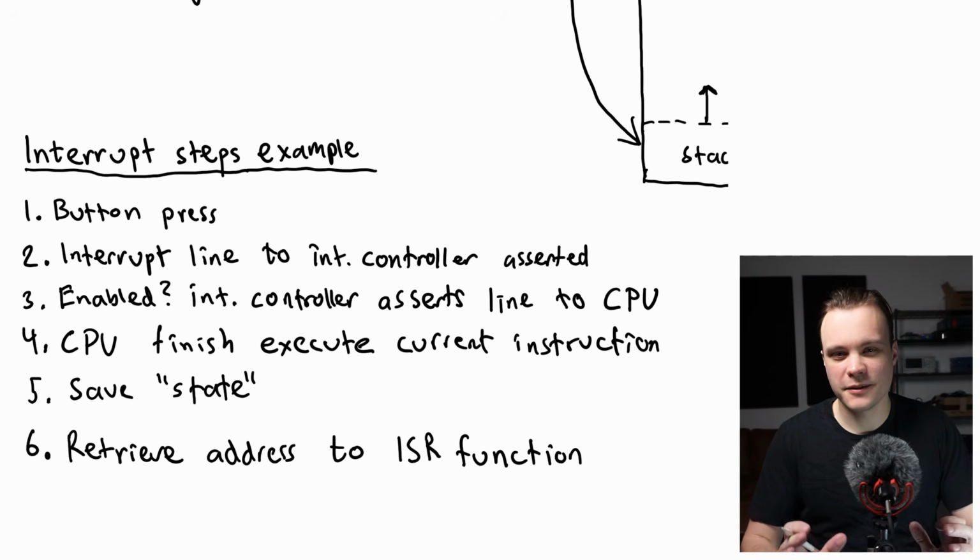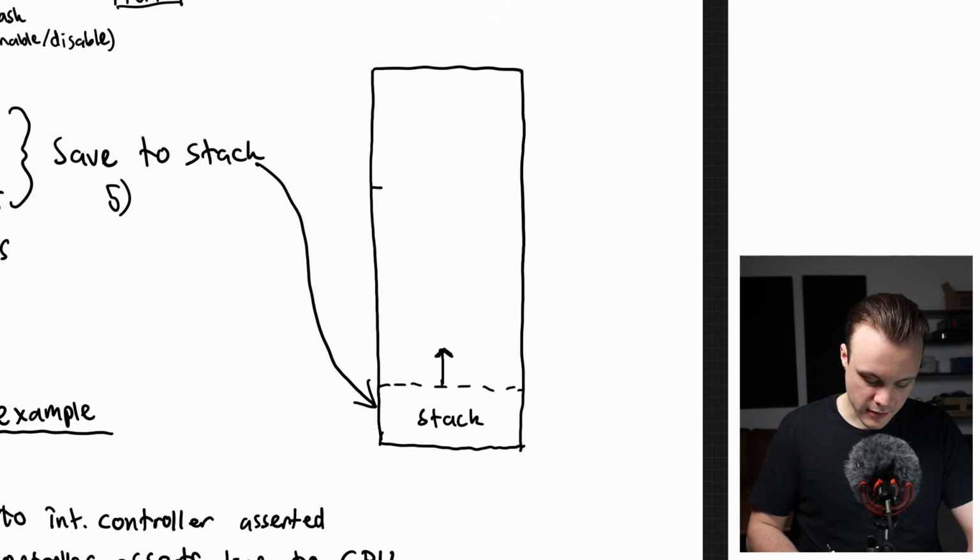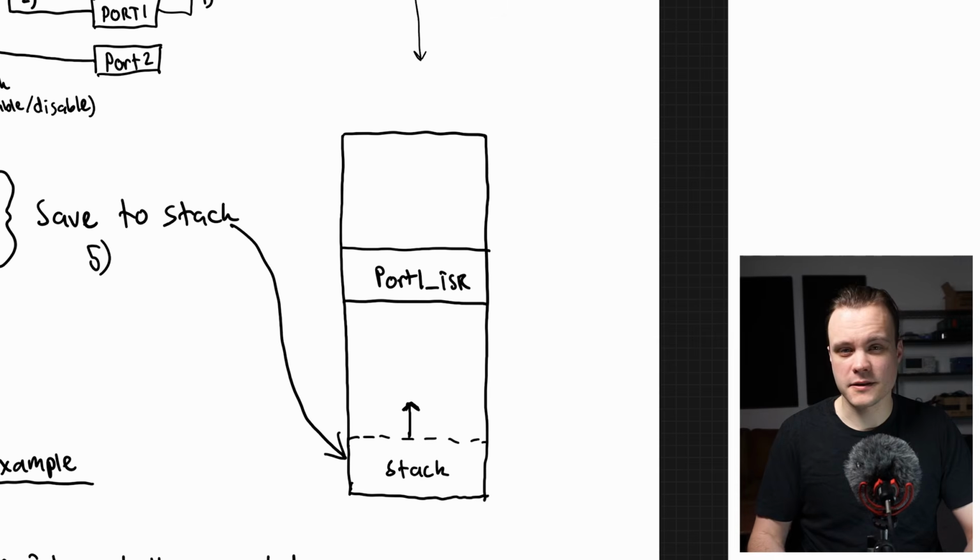And this is a function that we programmers have to explicitly define inside the code, which I'm going to show you in the code example later on. The ISR function is going to be located somewhere inside the program memory. And as with any other function, it's going to have an address. But also as with any other function, it's not going to have a fixed address.